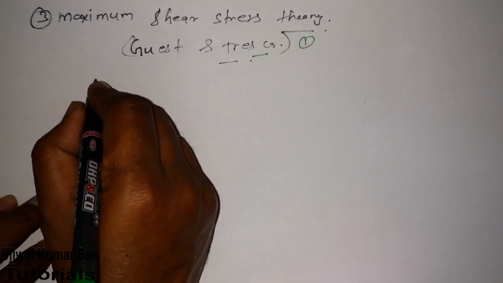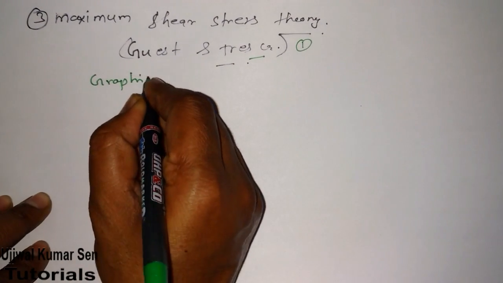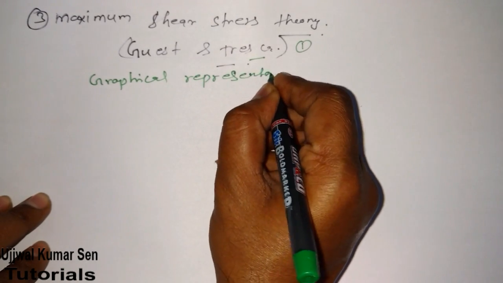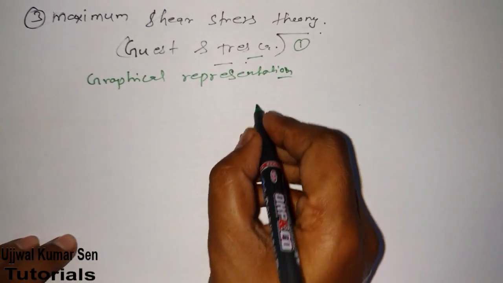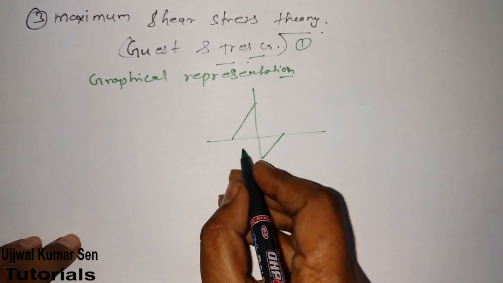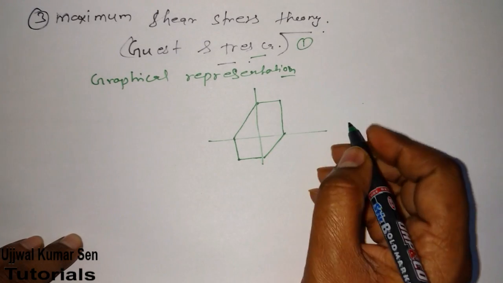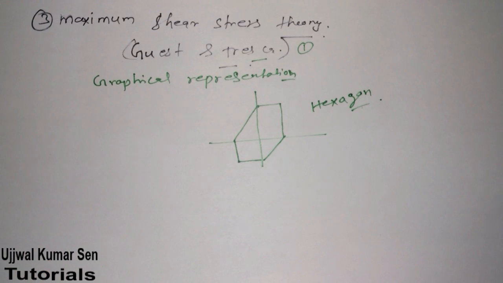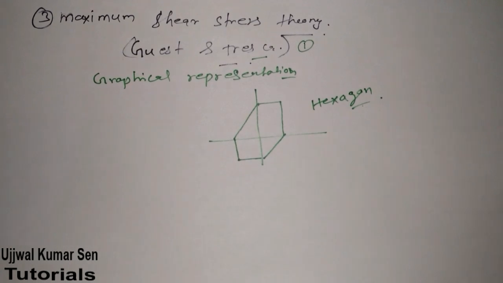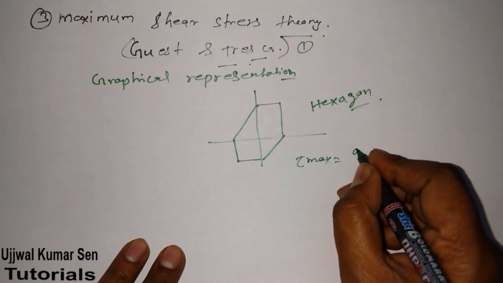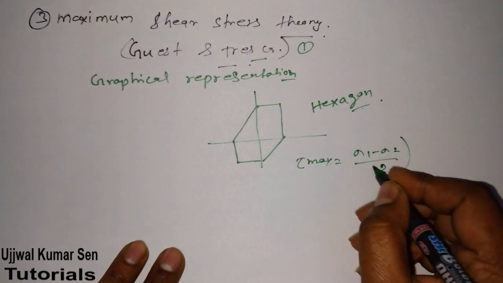And if you go through the graphical representation of this theory, it is like here only. You just need to guess what this theory is all about. So what is this? Hexagon. So the graphical representation of the shear stress theory is a hexagon. And the formula for finding maximum shear stress is sigma 1 minus sigma 2 by 2.